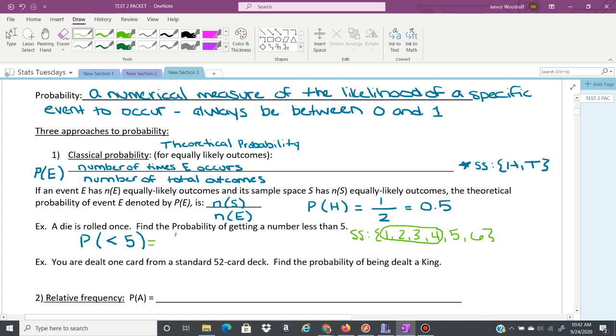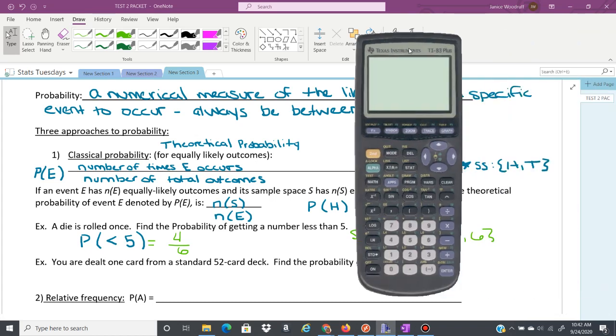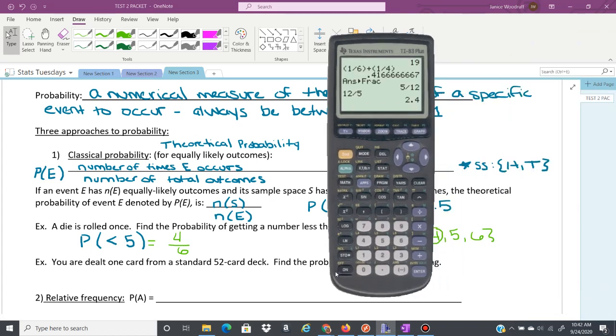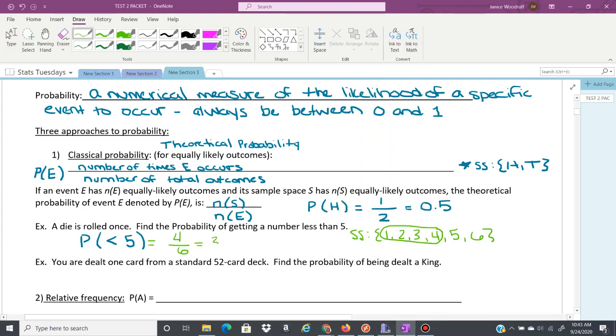So there are 4 ways that you could get a number less than 5, and there are 6 total possible outcomes. Then you would reduce that. You could make that 2/3 or just do the fraction. Let's do 3, what do we got? 2 decimal places. So it was 0.67. Okay, so that's your probability.